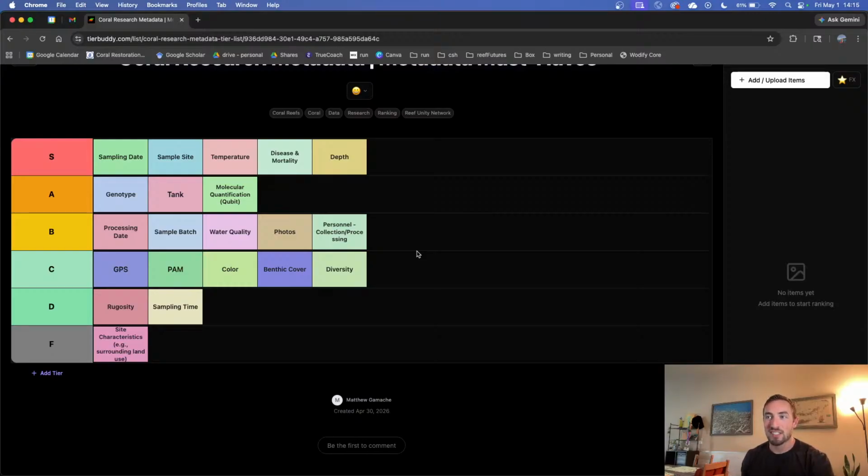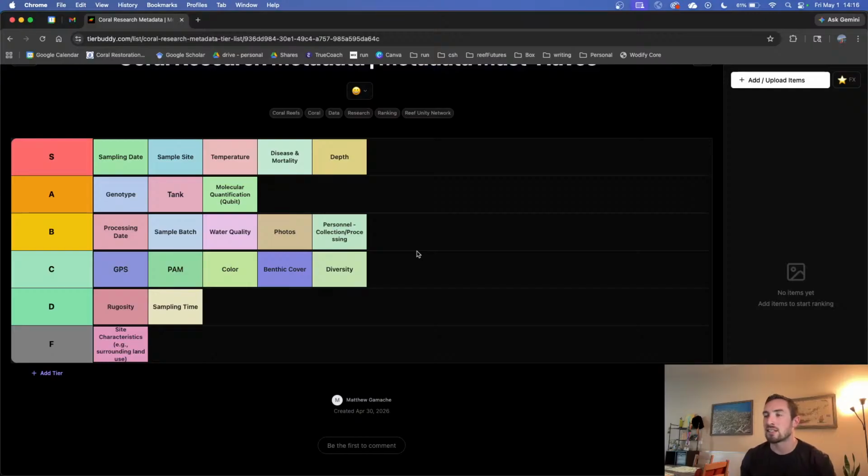I think it's perfect now. Just B tier, or you think the whole thing? We think we're done here? What else had we here? Sample batch, water quality, photos. We already moved personnel. GPS, PAM, color, benthic cover, and diversity. Those were probably a little too specific, but I just like them.